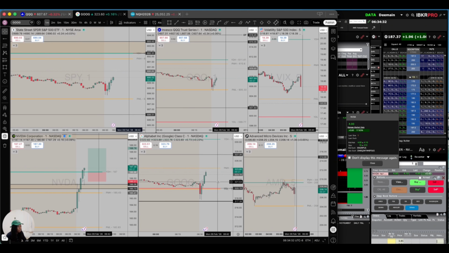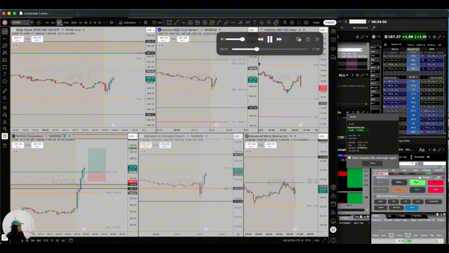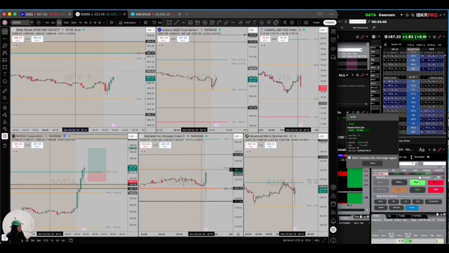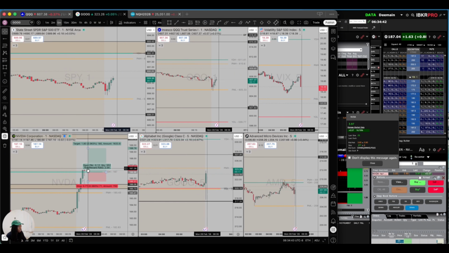Strong candle on Google, first 5 minutes. Very strong candle on Google. Let's see if that close is strong.